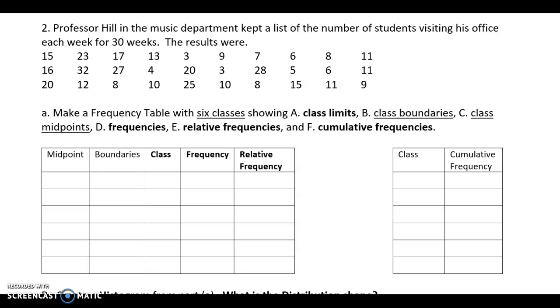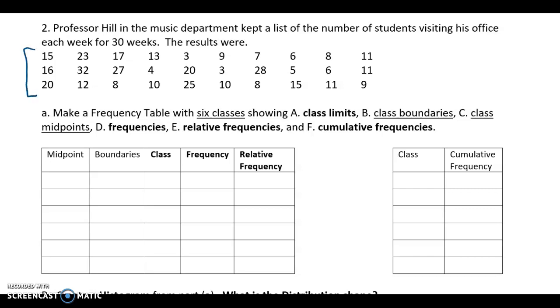This video goes along with page 4 of the 2.2 Histograms guided notes, and it reviews how to make a frequency distribution and a histogram on paper and on our graphing calculator. It reads, Professor Hill in the music department kept a list of the number of students visiting his office each week for 30 weeks. You can see the 30 pieces of data right here.